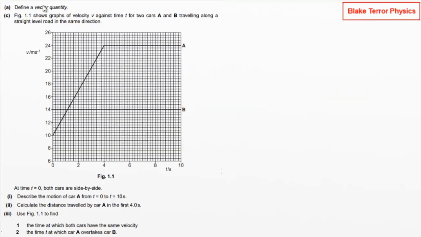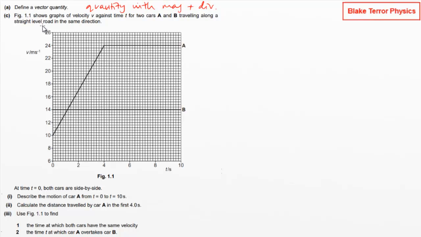Right, you should be getting used to these definitions by now. We've got to define a vector quantity. So here we're saying it's a quantity that includes both magnitude and direction. I don't really need to write out the word quantity, but anyway, with magnitude and direction.